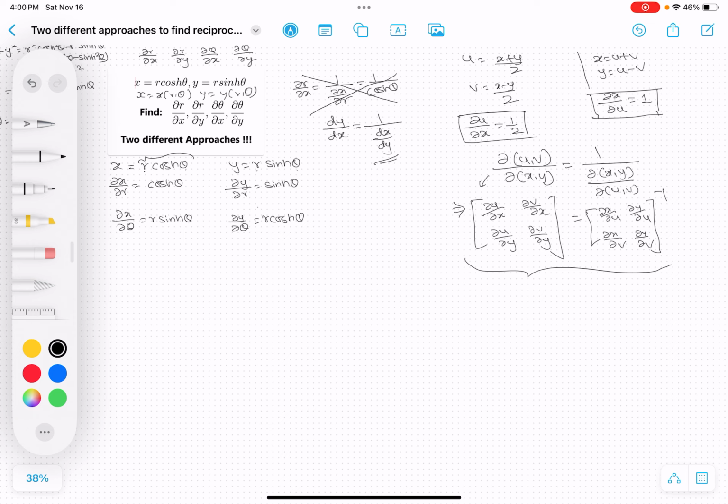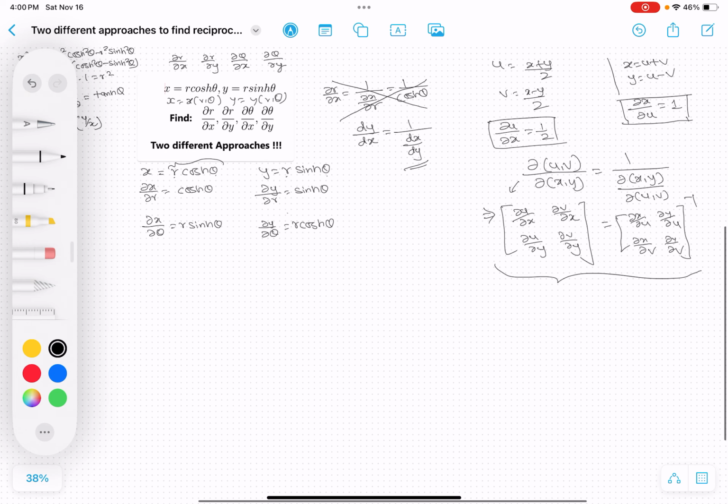First of all, let me show you that this approach actually works, right? And then after that, I will show you why this approach works. So now in this approach, first of all, let me tell you how we change this to the matrix form, right?